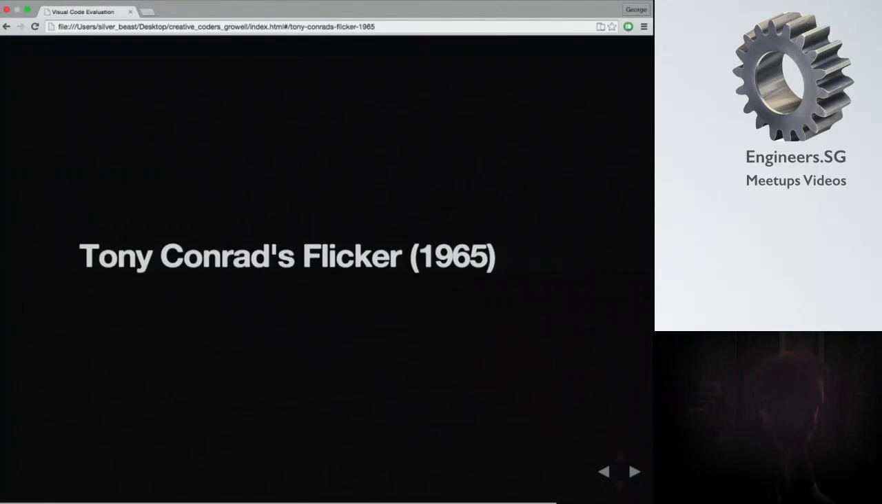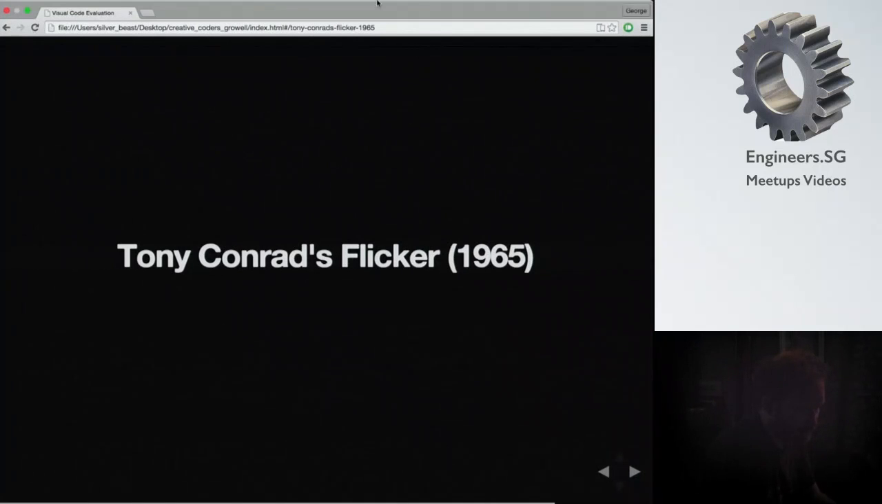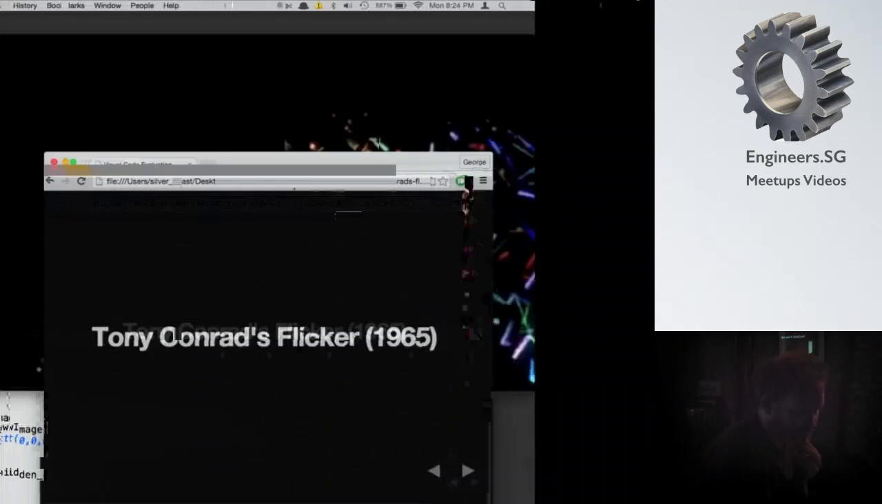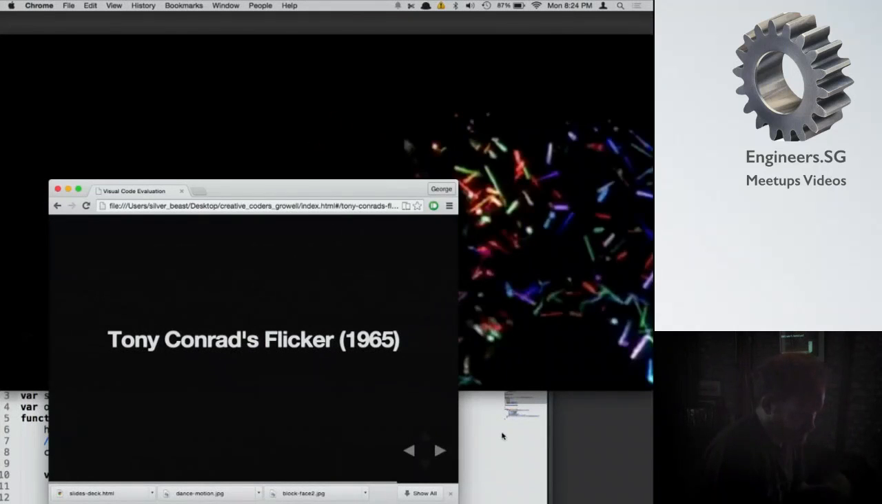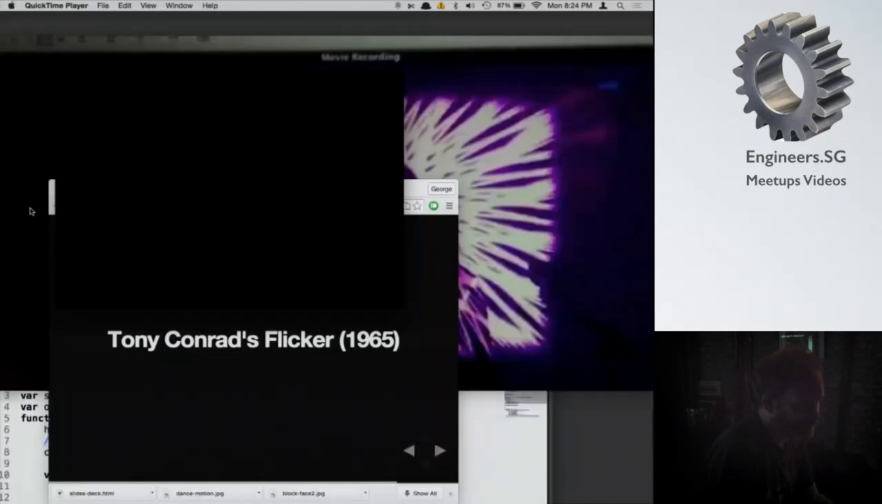This is it. I also did some video tests, and there's one really amazing piece of work, Tony Conrad's The Flicker from 1965, where he basically just was using light and no light as his medium. And so I tried to recreate it basically.